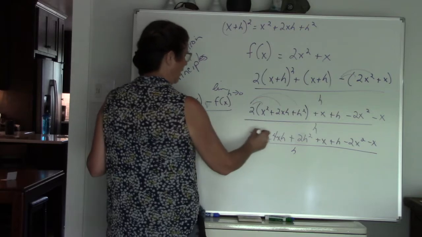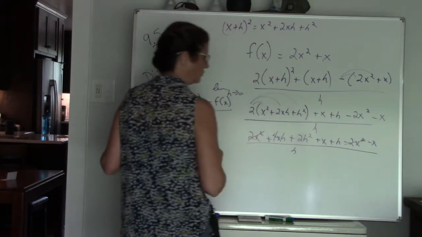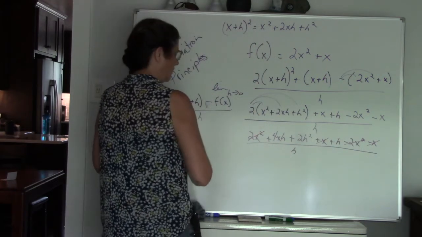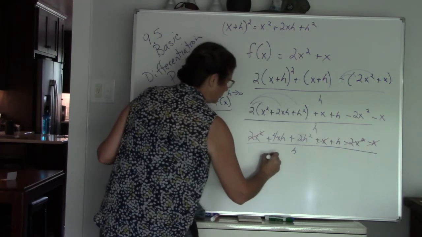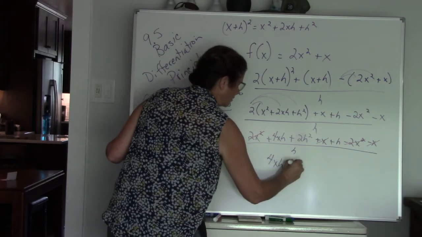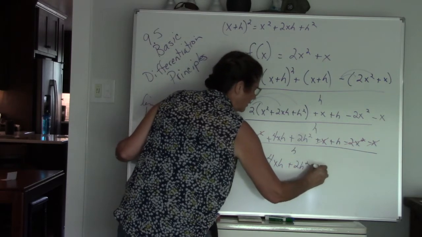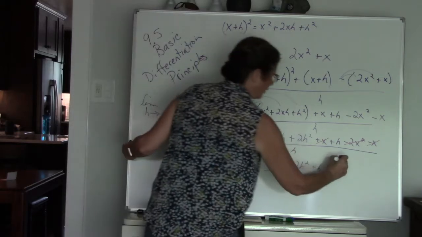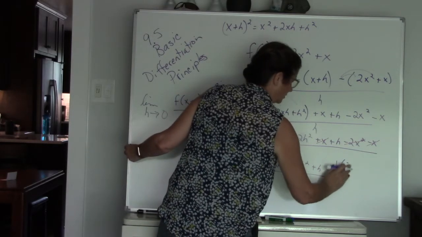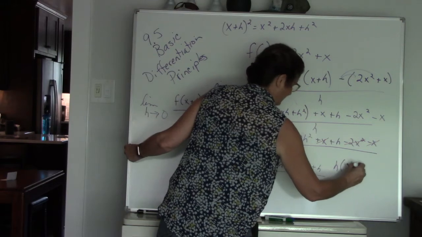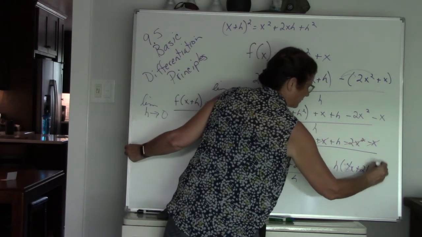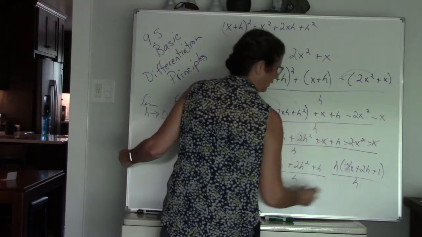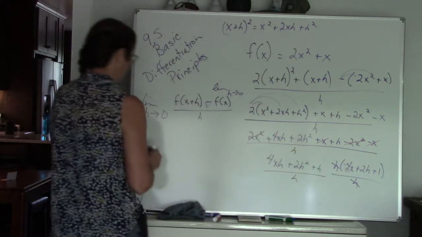So I have a positive 2x squared and a negative 2x squared. I have a positive x and a negative x. So what's left are only terms that have an h in them. And that is by design. Okay? So now I'm going to factor out my h. So remember, when I factor h out of h, I end up with 1. Now I can cancel my h's.